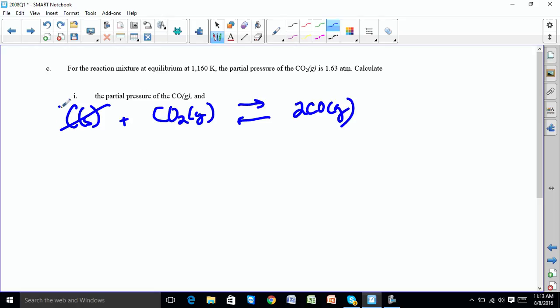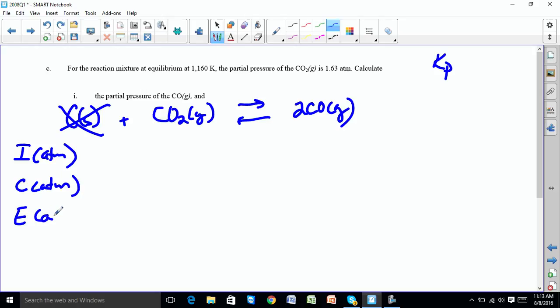Okay, so now remember, I'm going to set up an ICE chart, capital I, capital C, capital E. Because this problem is about Kp, not Kc, you need to put atmospheres here. If it's a Kc problem, these are capital M's for molarity, or moles per liter. And again, solids do not participate. In the beginning, we know that this is 5 atmospheres. I stands for initial, and we know in the beginning there's none of this.